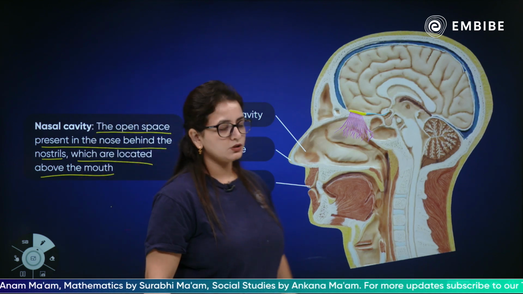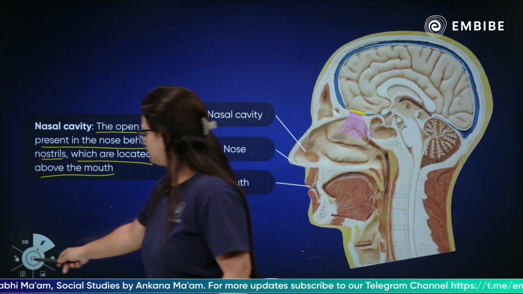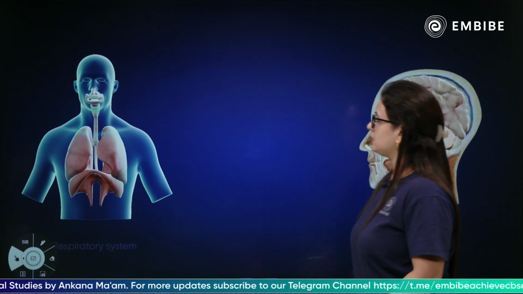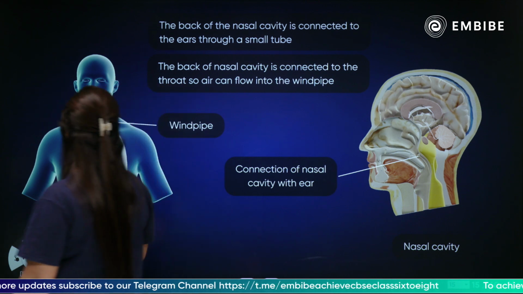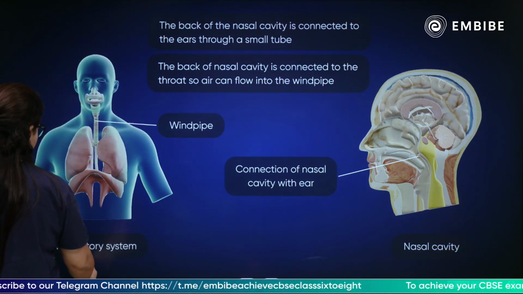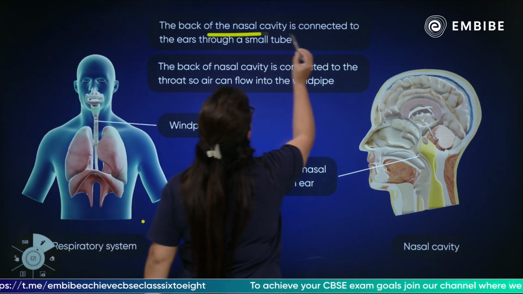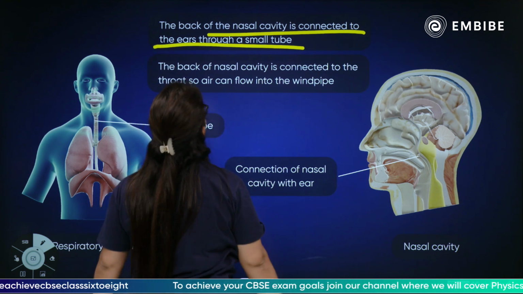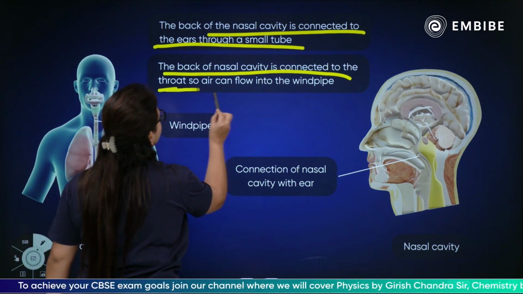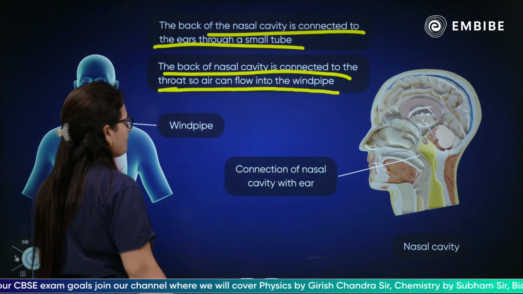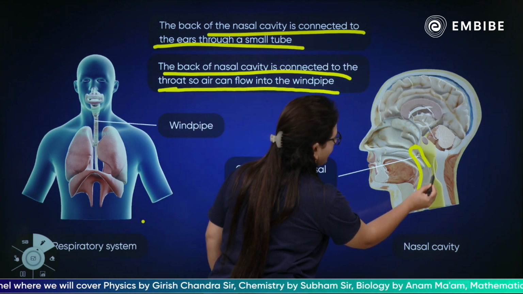As we move forward, talking more about the respiratory system, next we have the windpipe. So children, after the nasal cavity, what do we have? We have the windpipe. The back of the nasal cavity is connected to a small tube, the throat, so air can flow into the windpipe. So children, as you can see, this is your windpipe. Can you see this?